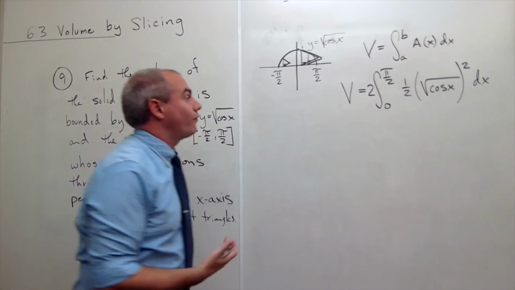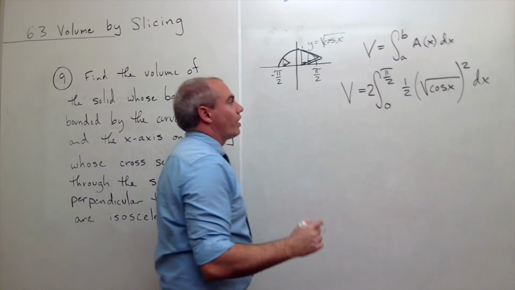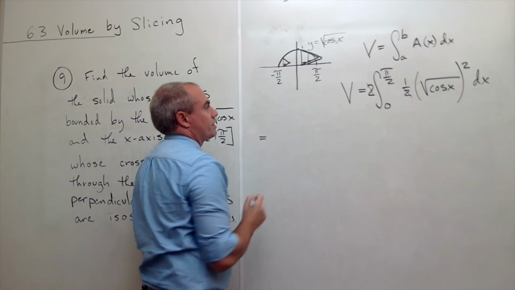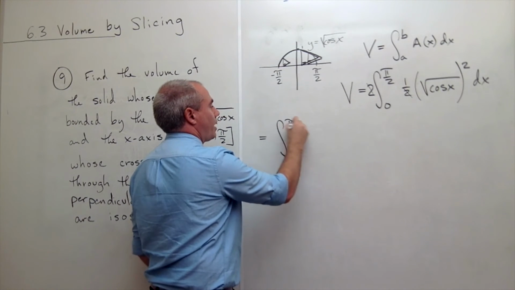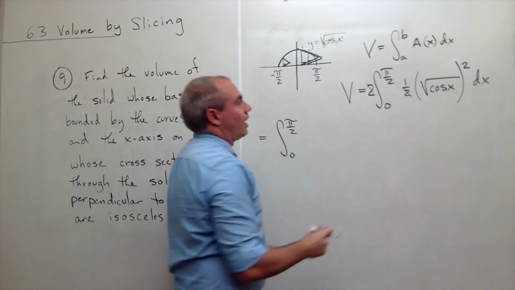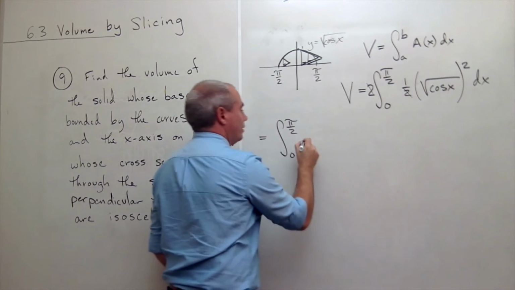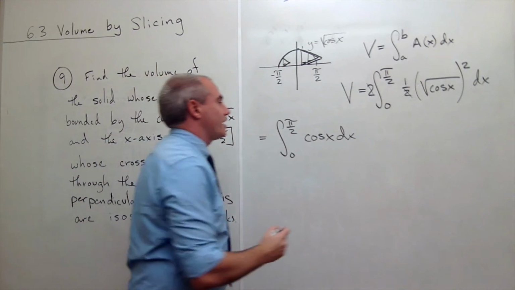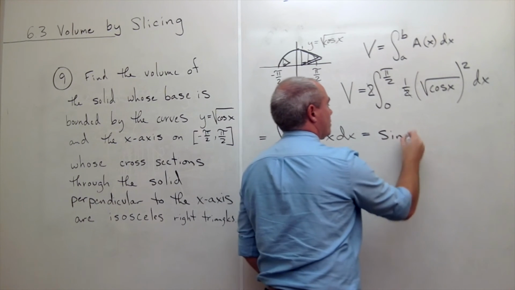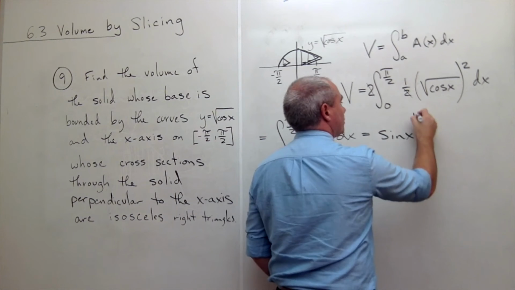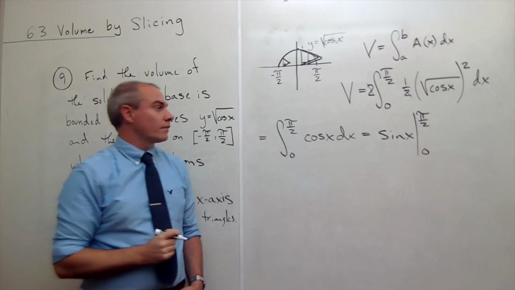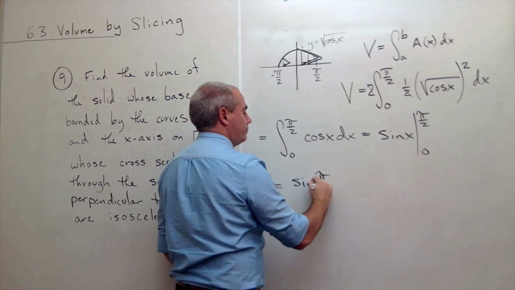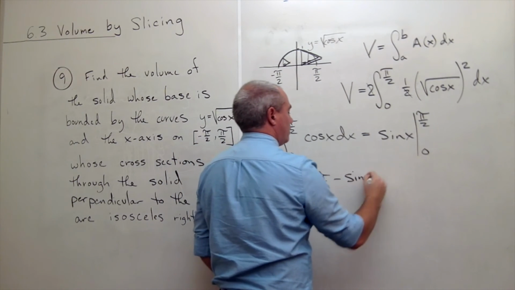Okay, now that we've got our formula set up, we can do this integration. Right off the bat, I see 2 on top, 2 on bottom. They cancel, and so this is equal to the integral from 0 to pi over 2 of the square root of cosine of x squared, which is just cosine x dx. Take an antiderivative, and I get sine of x evaluated from 0 to pi over 2. Plug things in. I get sine of pi over 2 minus sine of 0.